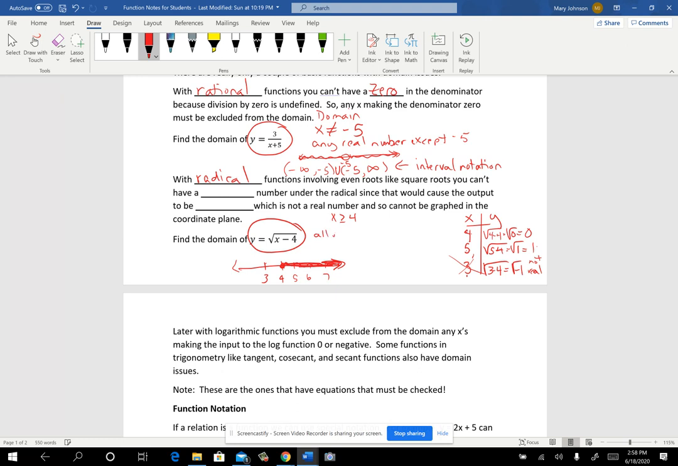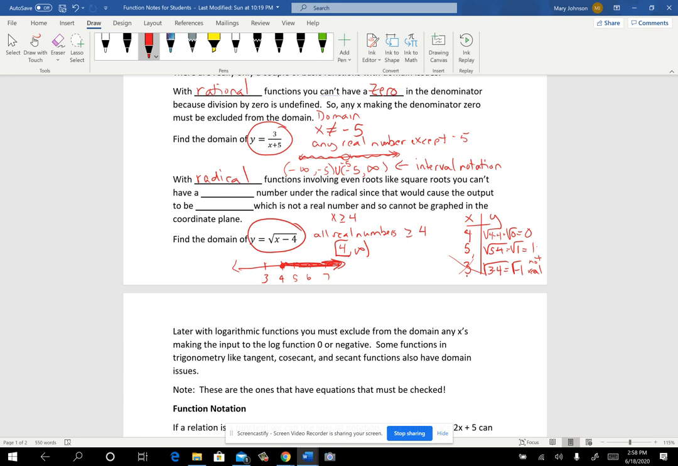You're saying all real numbers greater than or equal to 4. That's what you're really saying. And if you wrote that in interval notation, look at the graph to help you. It would be from 4 to infinity, including the 4. So I use a bracket to tell somebody I'm including the 4.